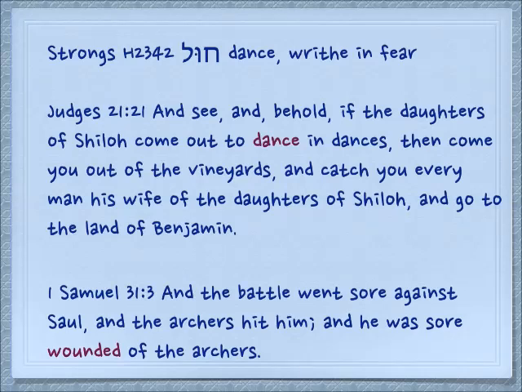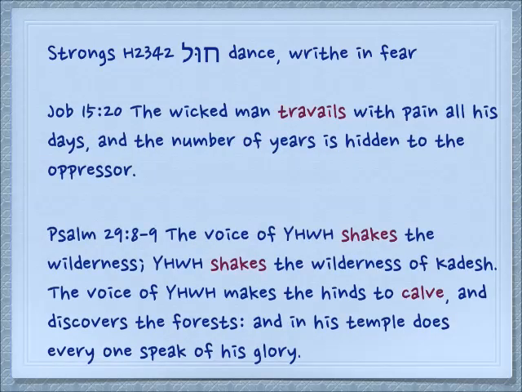1 Samuel 31:3, "And the battle went sore against Saul, and the archers hit him, and he was sore wounded of the archers." So here we begin to see the concept of being pierced. Job 15:20, "The wicked man travails with pain all his days, and the number of years is hidden to the oppressor." This idea of writhing.